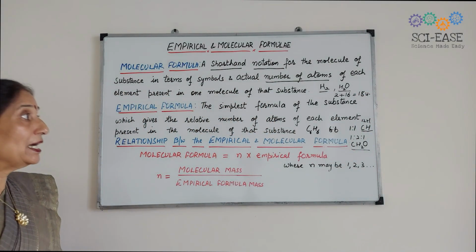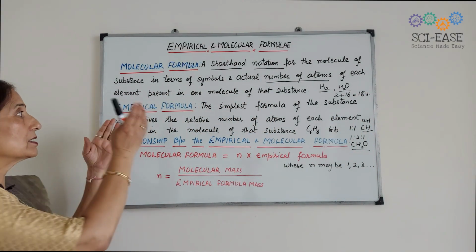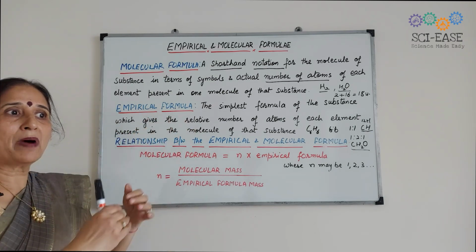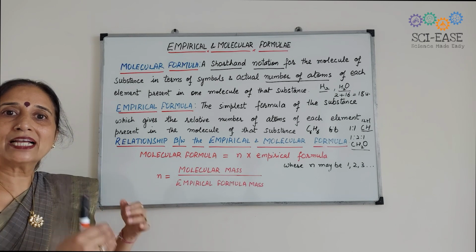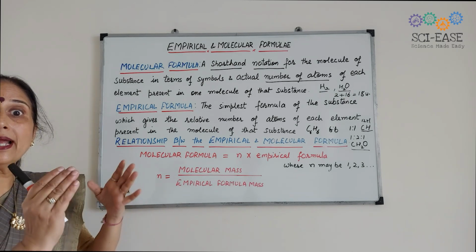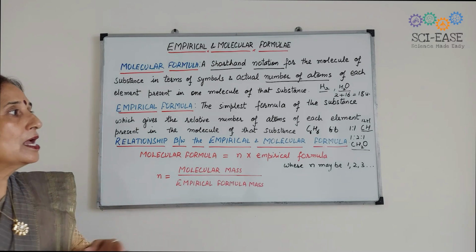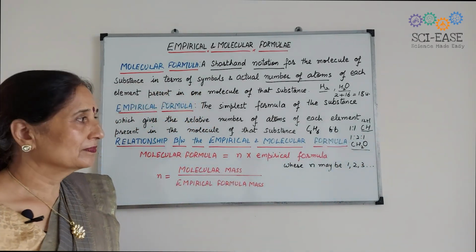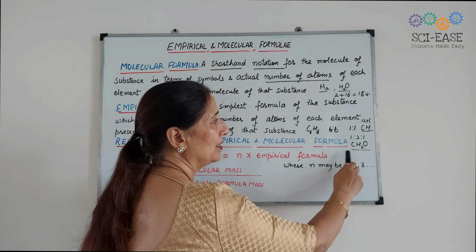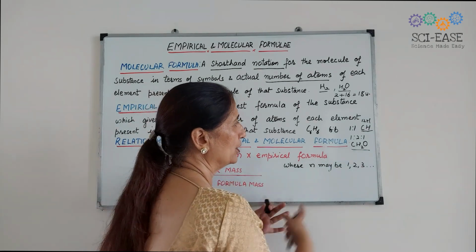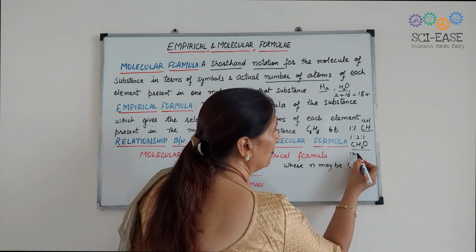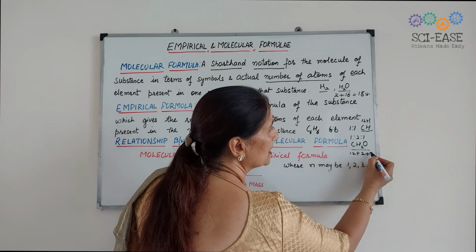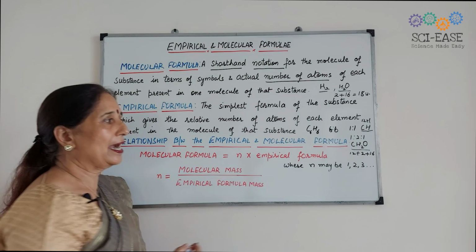Okay? But when we are considering this empirical formula, then its mass is known as the empirical formula mass, and how it can be calculated, that I have told you. In this molecule, it will be 12 plus 2 plus oxygen 16. Okay, add them.